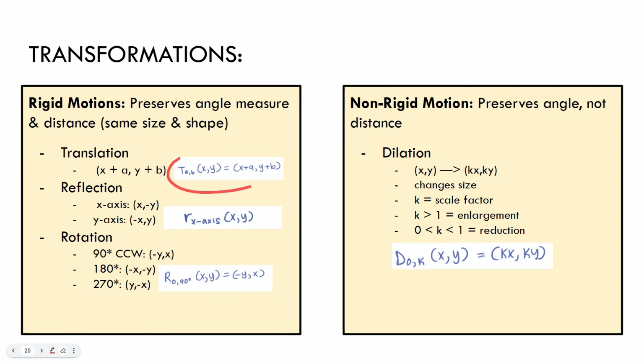Here's the notation for it. A reflection can be either over the x-axis or the y-axis, or the line y equals x. Here's the notation for it. Keep in mind that it's a small lowercase r instead of an uppercase.